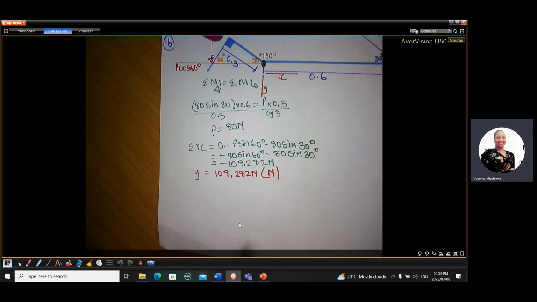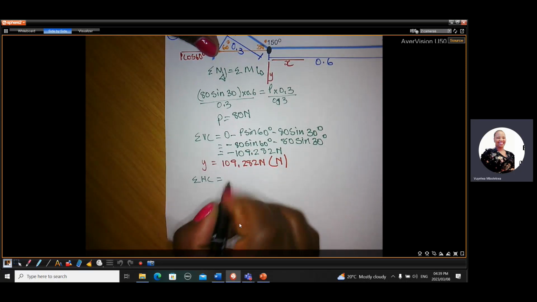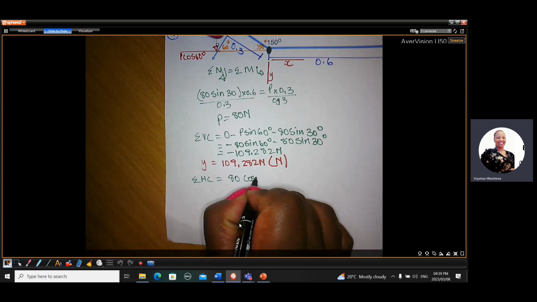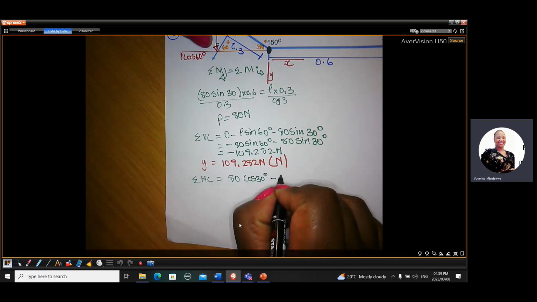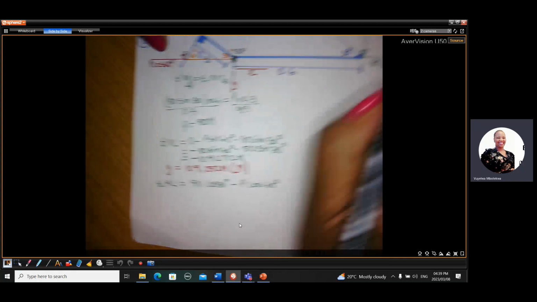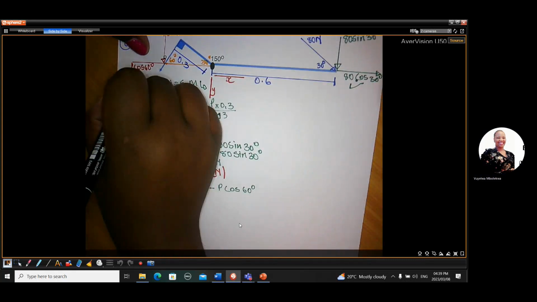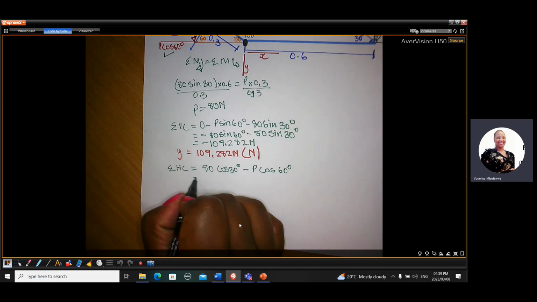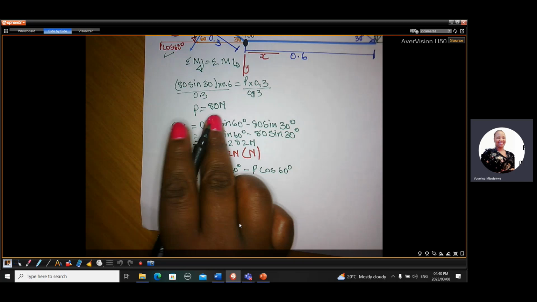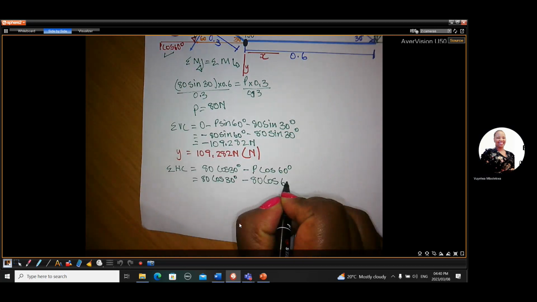Then to get the X force, we say the sum of the horizontal components is equal to, east is positive. Here we've got east, 80 cos 30. West is negative, P cos 60. This force and that force. Let's just substitute P cos 30. P is 80, so it's going to be 80 cos 60.